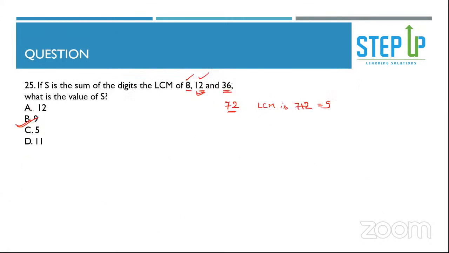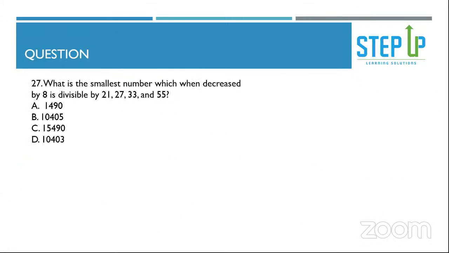So the next question is this. Again, this type of question you can do orally. What is the smallest number which when decreased by 8 is divisible by 21, 27, 33, and 55? How you should solve this type of question is, when you decrease that number by 8, it should be divisible by 21, 27, 33, and 55.